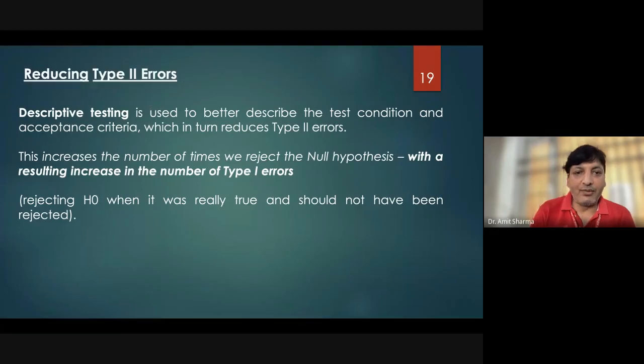How to reduce type 2 error? Two different methods are there. Either you are doing descriptive testing, at that time you have a sample size. By increasing the sample size of your study, you can reduce the type 2 error. Descriptive testing is used to better describe the test condition and acceptance criteria, which in turn reduces type 2 error. So increase the number of samples.